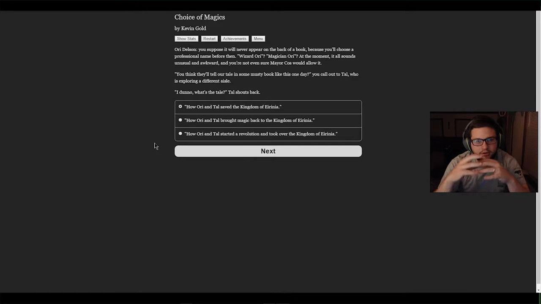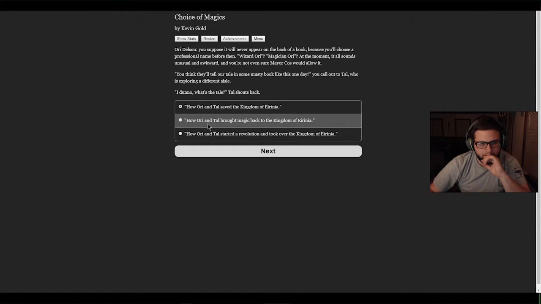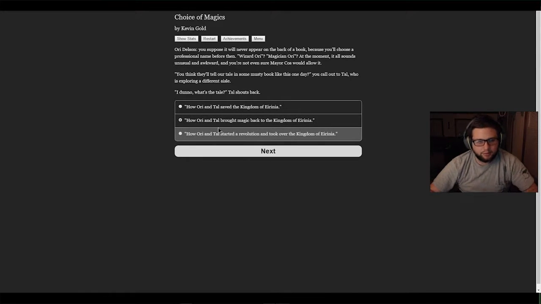You think they'll tell our tale in some musty book like this one day? you call out to Tal, who is exploring a different aisle. I don't know, what's the tale? she shouts back. How Ori and Tal saved the kingdom of Irenia. How Ori and Tal brought magic back to the kingdom of Irenia. How Ori and Tal started a revolution and took over the kingdom. Let's bring magic back. How Ori and Tal brought magic back to the kingdom of Irenia.